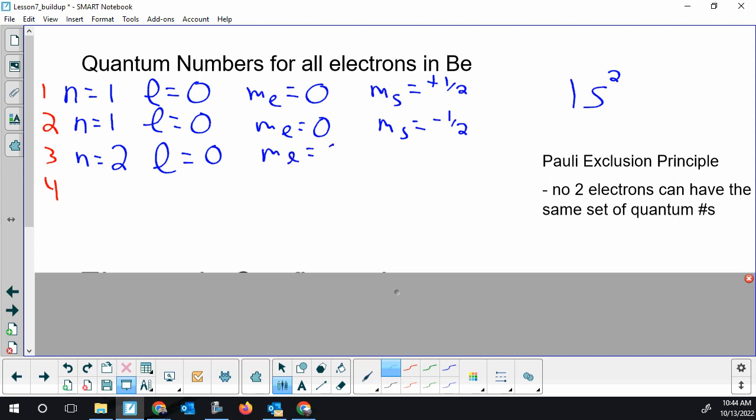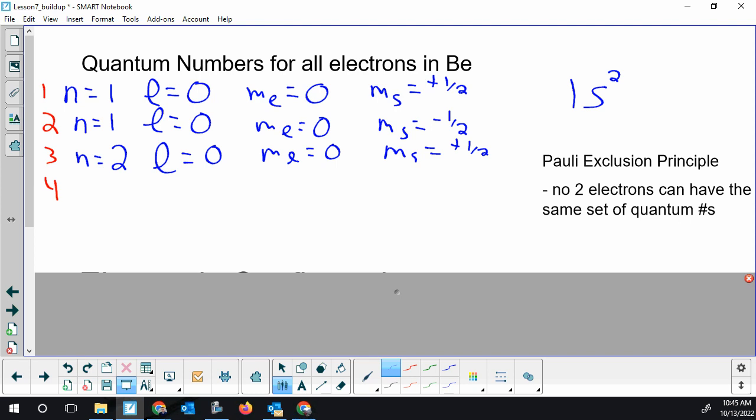And for L equals 0, there's still only one option. There's only one orientation of a 2s orbital. I need an electron. There's two equal energies, the plus and the minus a half. I'm going to pick the plus half. That's our third electron. We need a fourth.